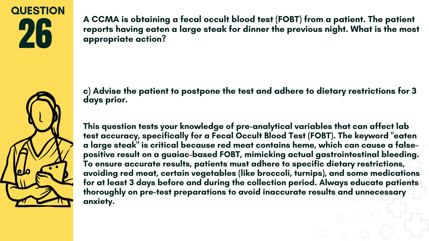Answer C. Advise the patient to postpone the test and adhere to dietary restrictions for 3 days prior. This question tests your knowledge of pre-analytical variables that can affect lab test accuracy, specifically for a fecal occult blood test, FOBT. The keyword eaten a large steak is critical because red meat contains heme, which can cause a false positive result on a guaiac-based FOBT, mimicking actual gastrointestinal bleeding.